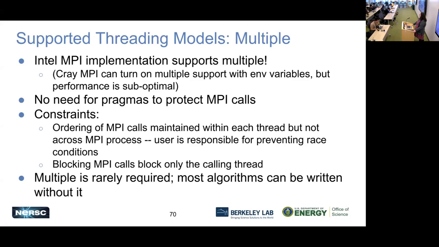Honestly, multiple is very rarely required, and there are so many scary things here. I mean, I'm telling you about race conditions that you're responsible for finding, and those are just a nightmare to find most of the time. So my advice is to not use multiple unless for some reason you absolutely need it, because it's just kind of the wild west of threading. Like I said, anybody can do anything at any time, and then you need to figure out what's going on. So kind of a nightmare, I would say.